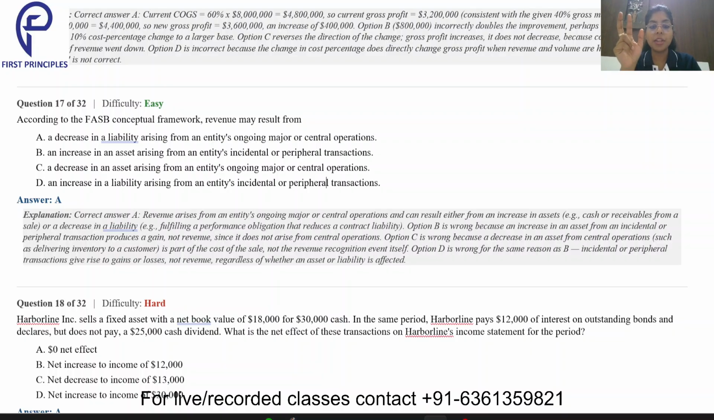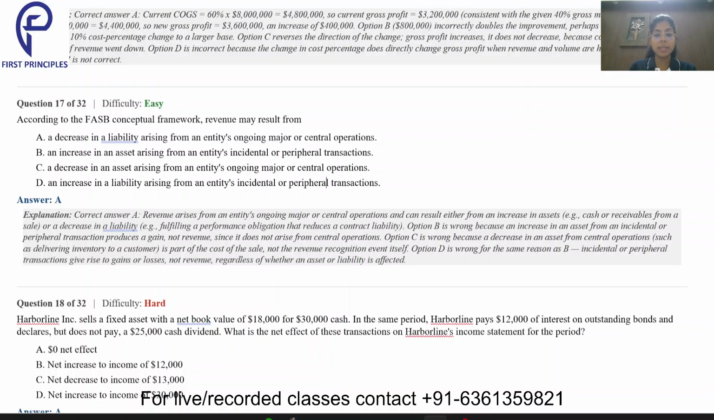So is revenue an incidental or peripheral transaction? No. So automatically options B and D I have eliminated just by seeing these two terminologies, because the question is talking about revenue. Then options A and C, now we should have a look. Option A is talking about a decrease in liability arising from an entity's ongoing major or central operation. Does revenue arise out of a decrease in liability? Yes, revenue arises when there is an increase in asset or a decrease in liability. So that is why option A is going to be my correct answer.